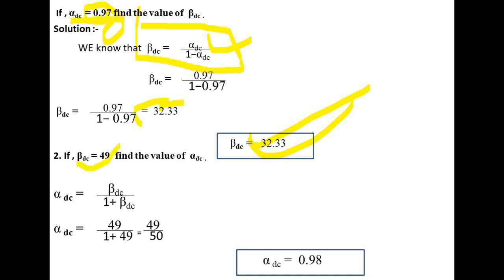Here if beta DC is given and we have to find alpha DC, we know the relationship between alpha DC and beta DC. So putting the value of beta DC into this equation, we have got alpha DC as 49 over 1 plus 49, that is 49 by 50. So we have got alpha DC as 0.98.